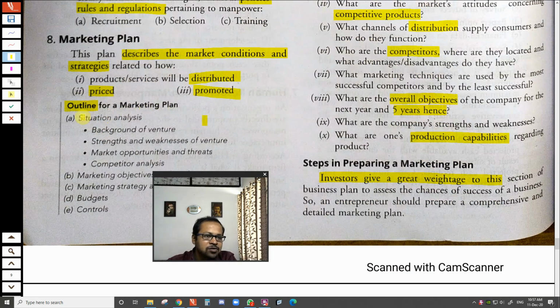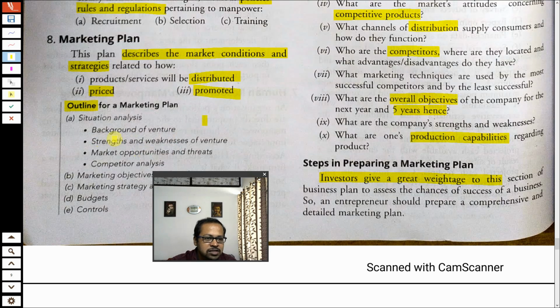So basically you need to analyze the market. Situation analysis is there: background of your venture, of your business, vision, mission, then strengths and weaknesses. Any business has its strengths and weaknesses, so that needs to be mentioned. You should know about your advantages and disadvantages, so that you can make the strategies in such a way that you are able to use your advantages and you can protect your organization from some of your disadvantages. Then, which are the market opportunities and threats? Please note this SWOT analysis is crucial in this marketing plan.